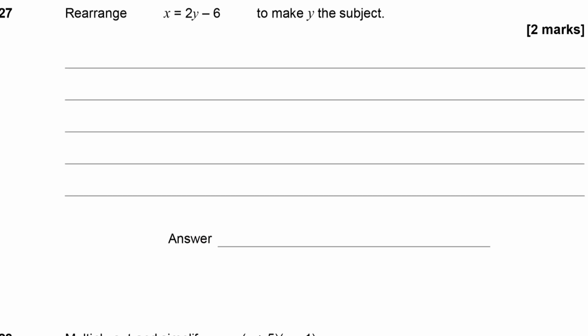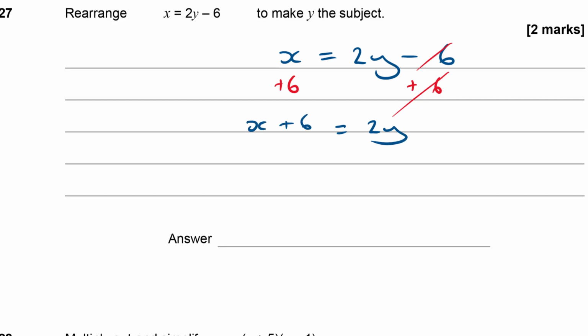Question 27. Rearrange x equals 2y minus 6 to make y the subject. Okay, you can do this pretty similar to how you would solve an equation, just trying to get y by itself basically. So we can start by adding 6 to both sides. That bit will cancel with that, leaving you with 2y on the right, and then x plus 6 on the left. And then we're going to divide both sides by 2.